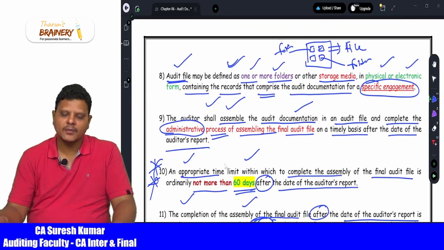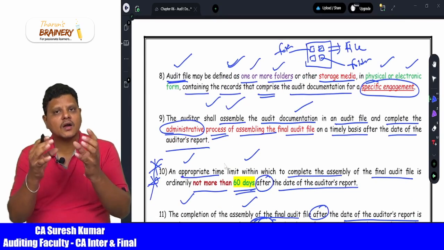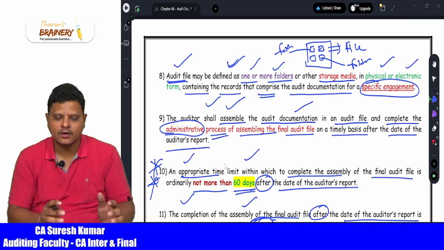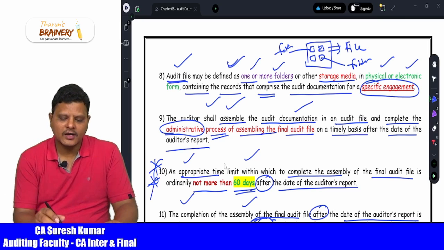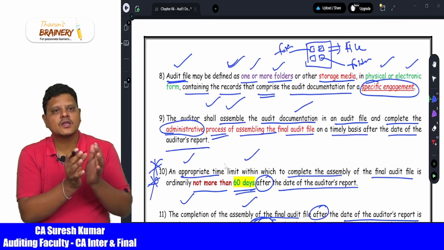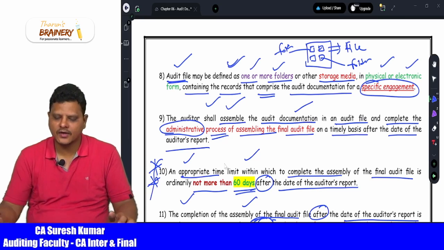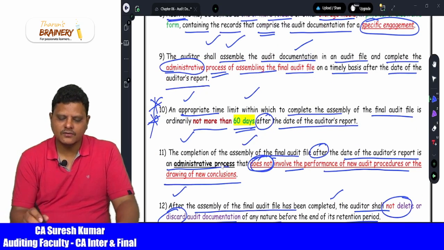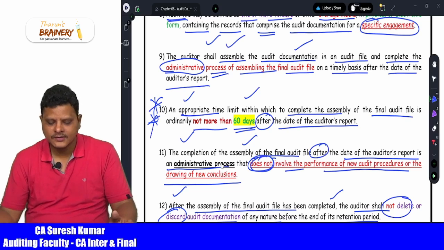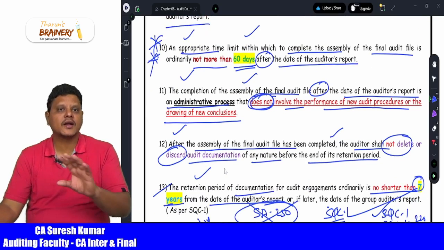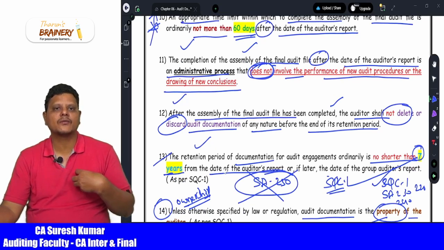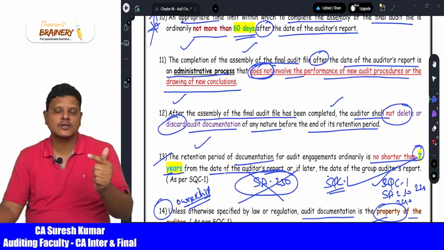Then an audit file may be defined as one or more folders or other storage media, and for every specific engagement the auditor has to maintain separate audit files. The auditor has to assemble the audit file, which is an administrative process, within a period of 60 days after the date of the audit report. The completion of the assembly does not involve further audit procedures or new conclusions. After assembly of the audit file, the auditor should not delete anything unless there is duplication. The auditor has to retain this audit documentation for a period of 7 years as per SQC1.